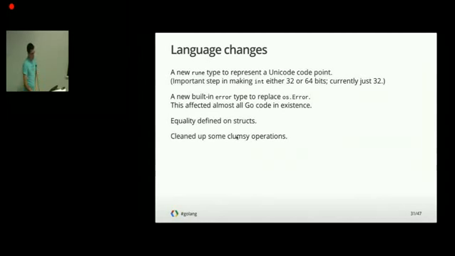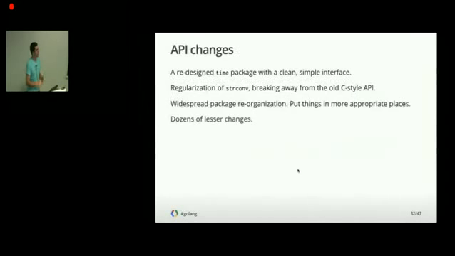And then we have the new built-in error type, as I mentioned, and that affected almost all the Go code that's ever been written. We defined equality on structs, so you can use structs as map keys. And we also cleaned up some other stuff. We also made some API changes. We redesigned the time package to be much cleaner and simpler. It doesn't revolve around the Unix epoch anymore.